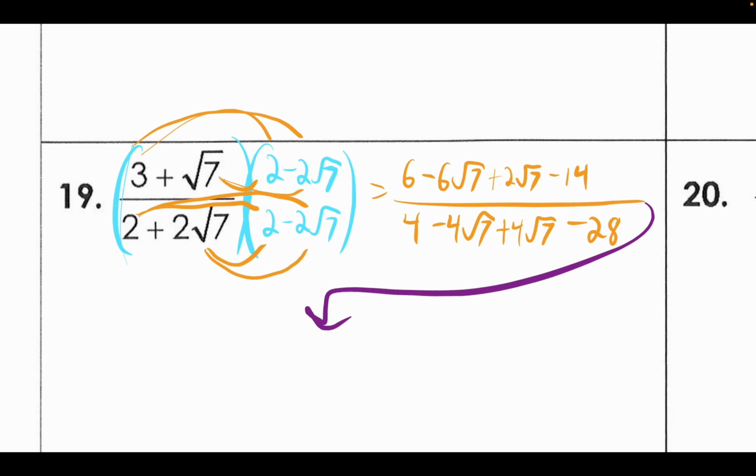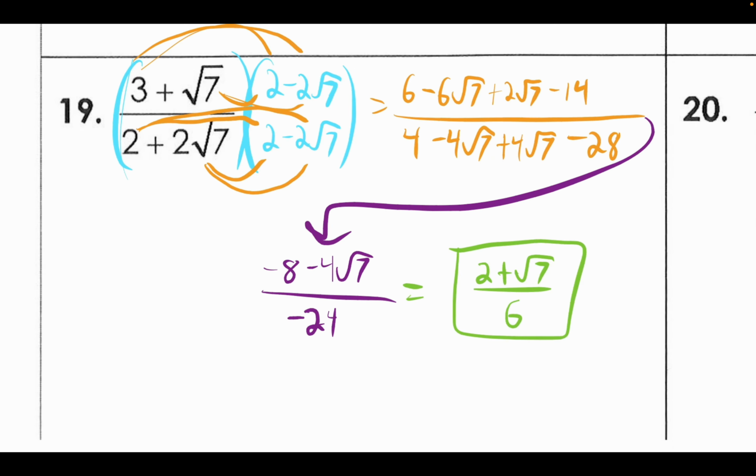So the top, we can combine the 6 and the minus 14 to get us negative 8. We can also combine our square root 7s to give us negative 4 square root 7. A lot less messy than the last one. On the bottom, 4 minus 28 is negative 24, and the middle terms zero out. Here we can actually simplify by 4 on the top and bottom, so we do. By negative 4 specifically. And so we get 2 plus 1 square root 7, or just square root 7, over 6.